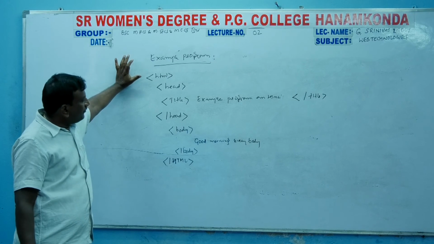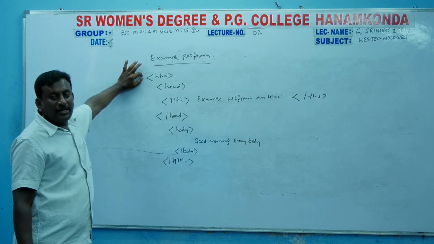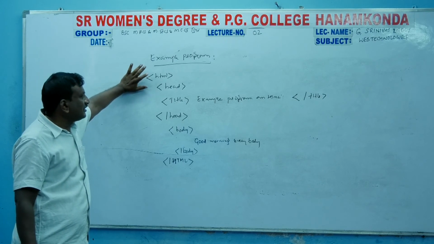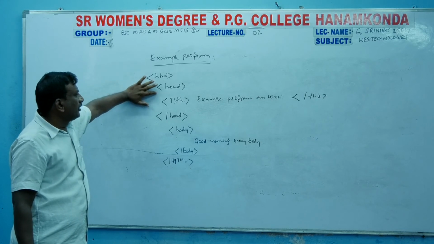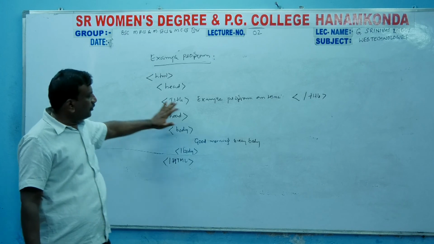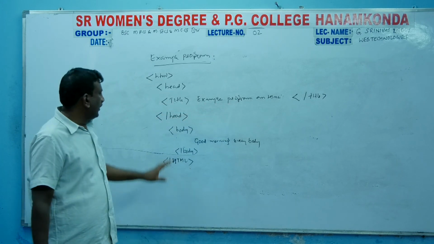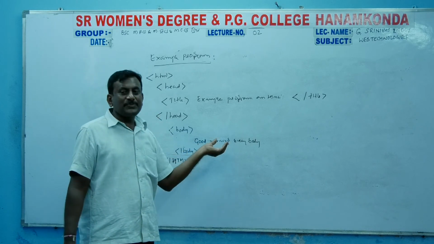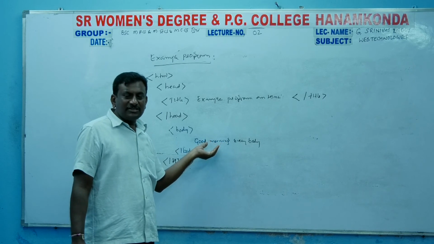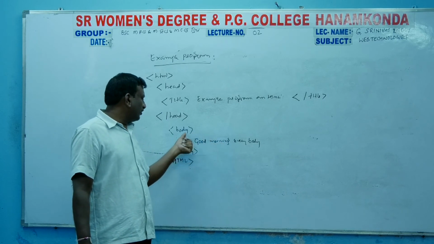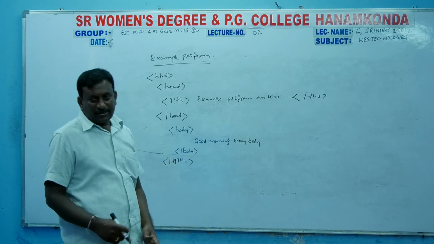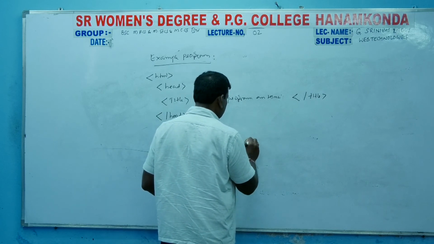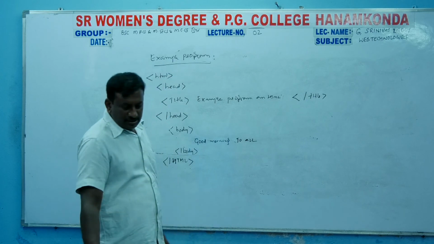After you write this program, go to notepad or any text editor. The text editor will open. Just type this program as it is. HTML, head, title. As you wish, you can write the title of the program: example program HTML. Next, head close. Next, body. The content you want to display is the information shown in the browser. As you wish, you can write any information. Content of the body: good morning, everybody, or good morning to all. Next, body close. Next, HTML close.